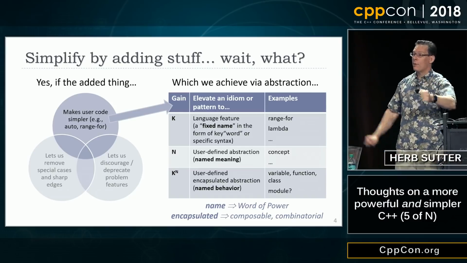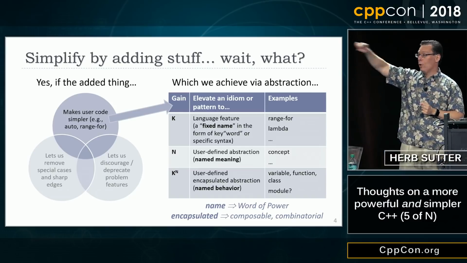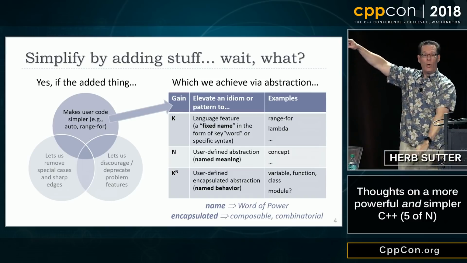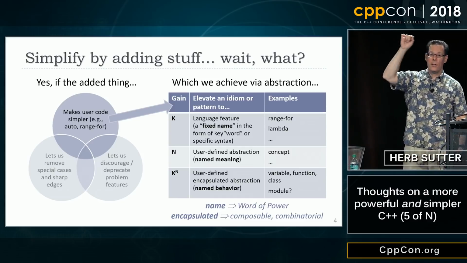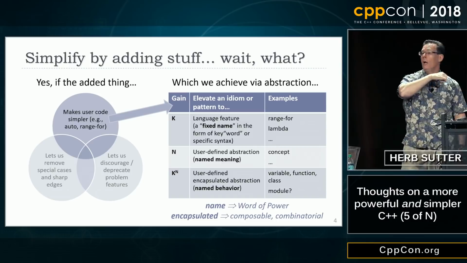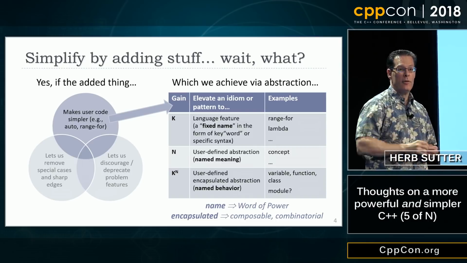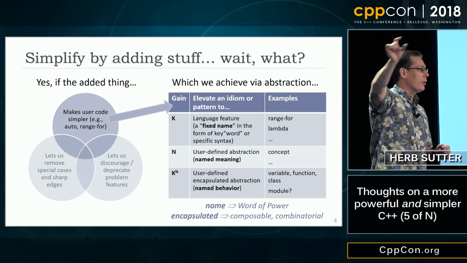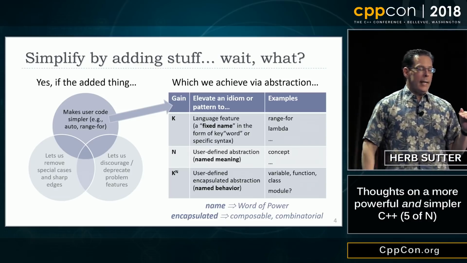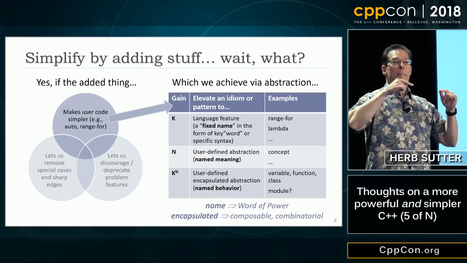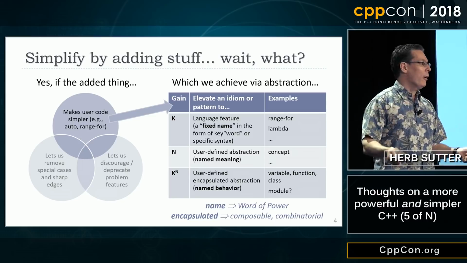Their code just got simpler because now you can look at range for, you look at just that first line, and without looking at the body, you know it's going to traverse visiting each element once in order until an exception is thrown or they get to the end. By construction, that's simpler. The second bucket is if you let users make a name, a word of power.